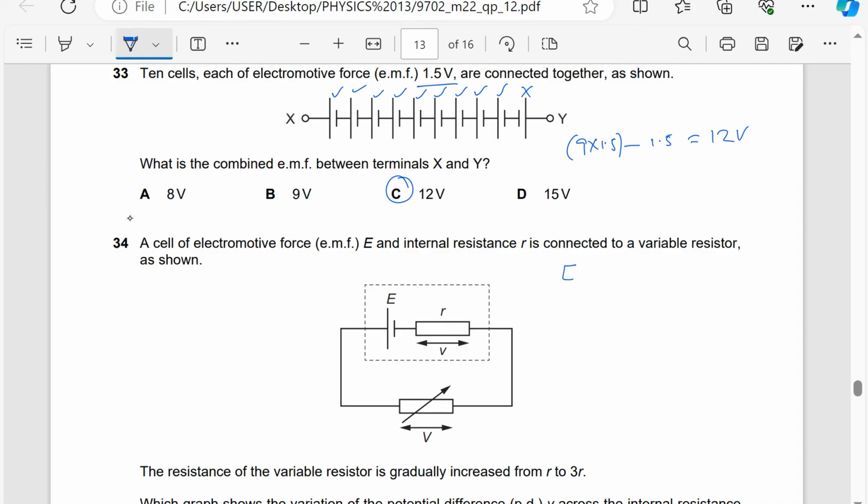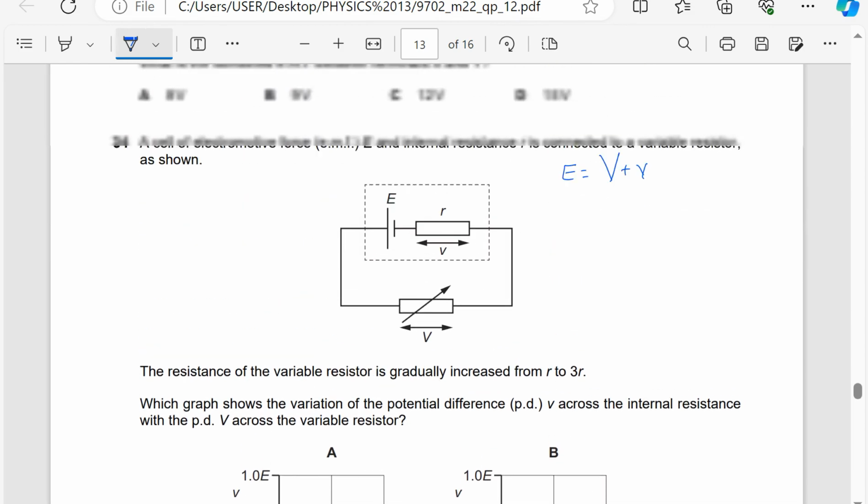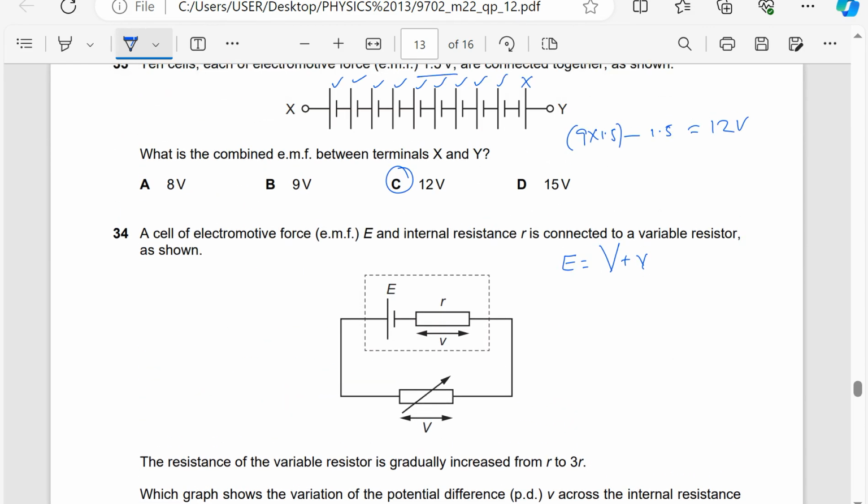The EMF E must be equal to the capital V plus small v. And the graphs given are for small v against capital V. So I'll make small v the subject. So small v is going to be equal to cap E minus capital V, or I will say small v is equal to negative capital V plus the EMF E.